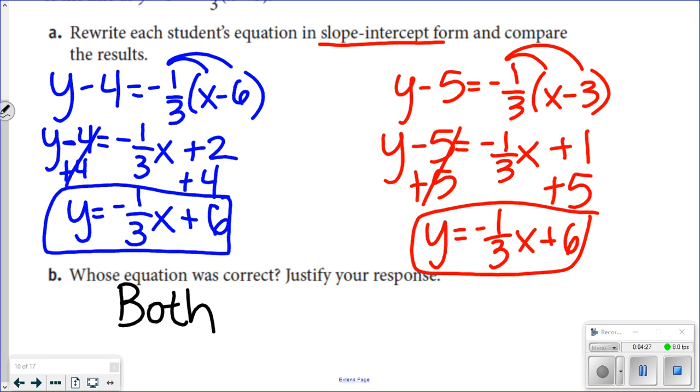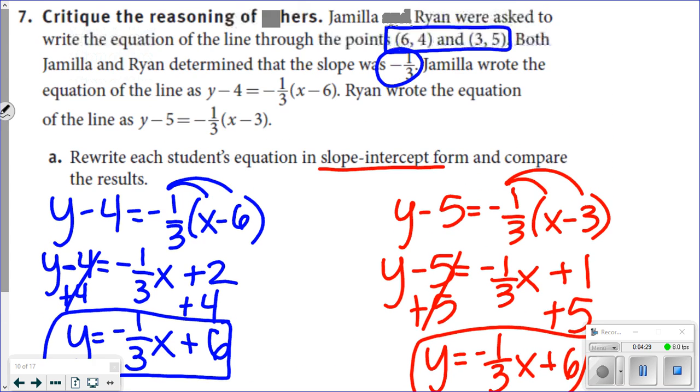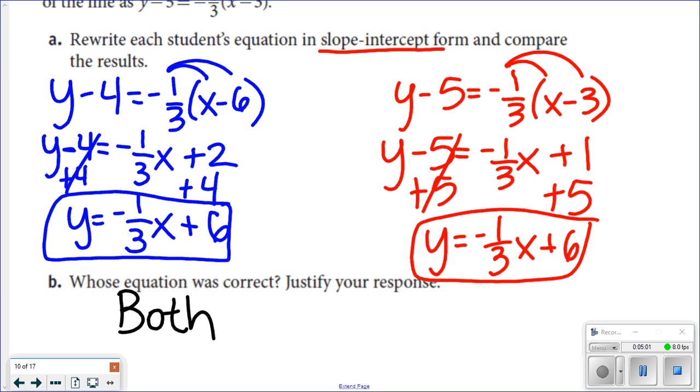So what this question is pointing out to you is that it doesn't matter if you choose this first point and the slope and use point slope form, or if you use the second point and the slope and write point slope form. So on a quiz or a test, I will have both answers written out on my answer key when I'm grading. So either answer is correct.